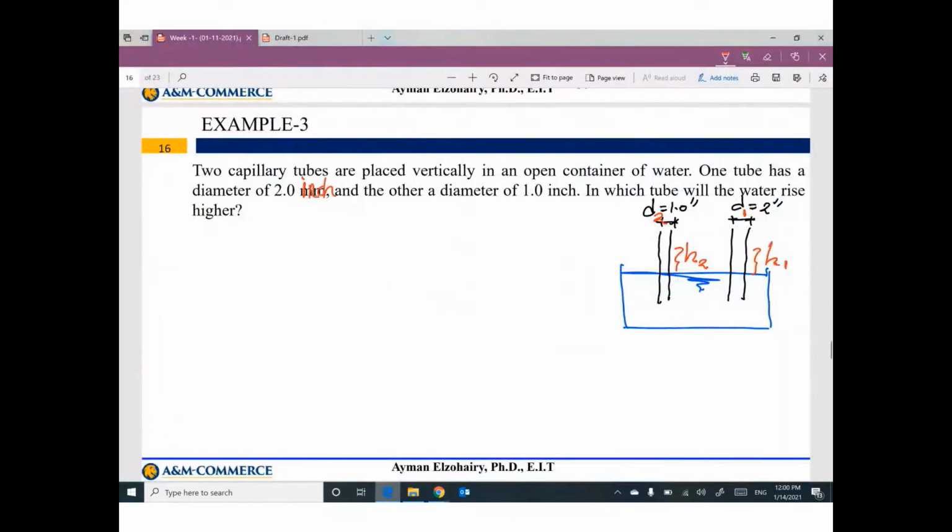Okay, I believe if the diameter is thinner, the height will be higher. But we need to prove this concept mathematically. Let's try to prove this mathematically. We agree that H equals 4 sigma cosine beta divided by gamma times D.